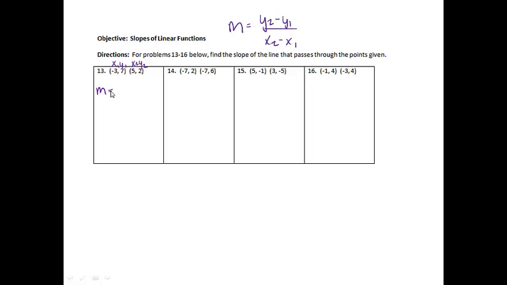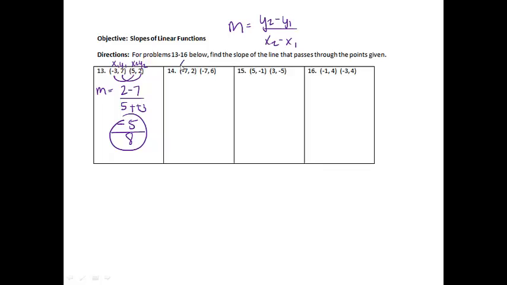So m is going to equal y2 minus y1, which is 2 minus 7, over x2 minus x1, which is 5 minus negative 3. 2 minus 7 is equal to negative 5, over 5 minus negative 3, which would turn to 5 plus positive 3, which is 8. And that would be my slope.